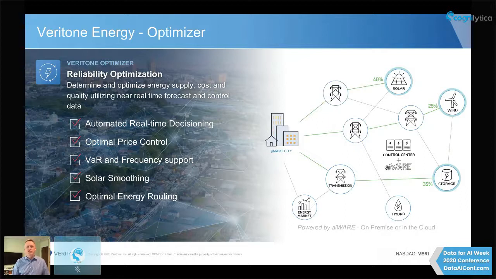So optimization strategies are pretty cool to work with and deploy. And this is where the grids and utilities get a lot of cost savings from our software, and they also increase reliability to their end customers.